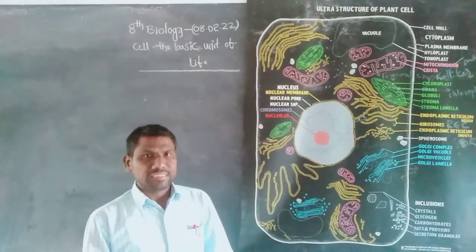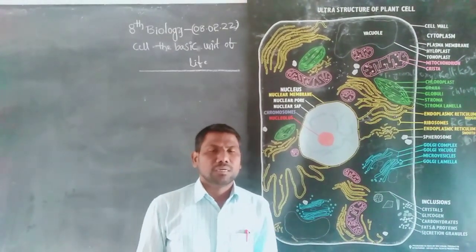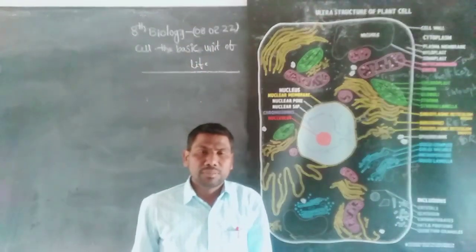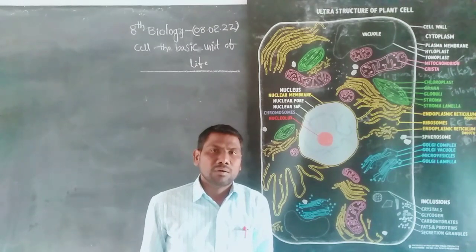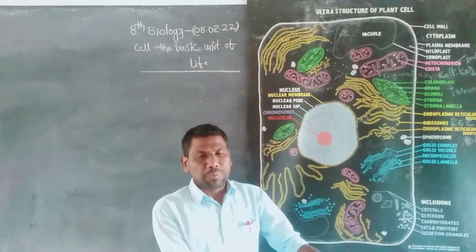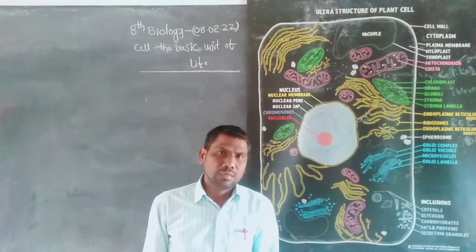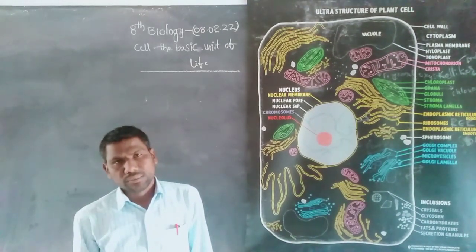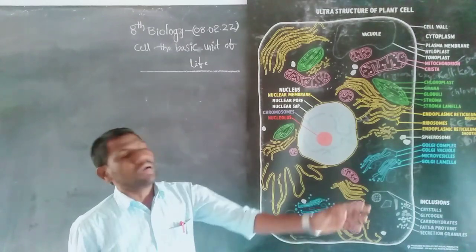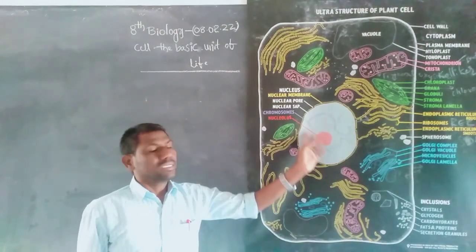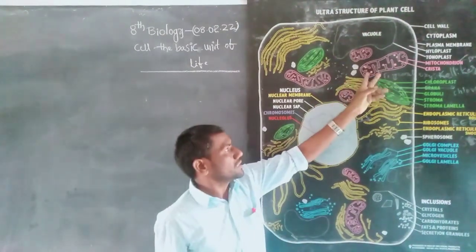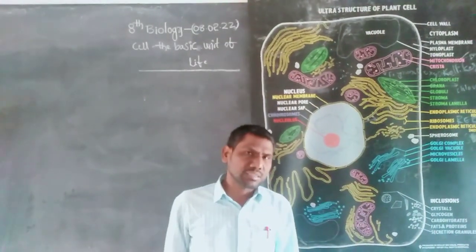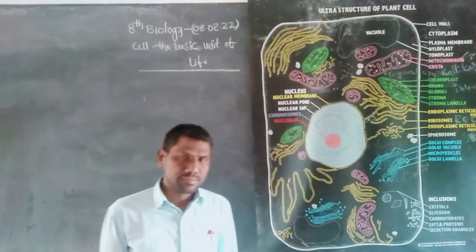We discussed what is a cell, how the cell is the basic unit of life. Next, what is the difference between plant cell and animal cell? Next, what are eukaryotic, what are prokaryotic, and what is the structure of cell organelles like this. Okay, all those things we discussed in previous classes.